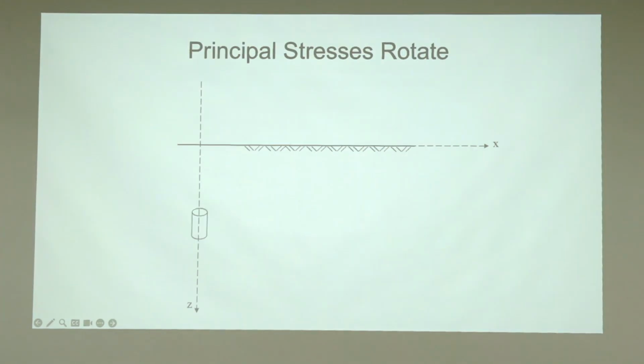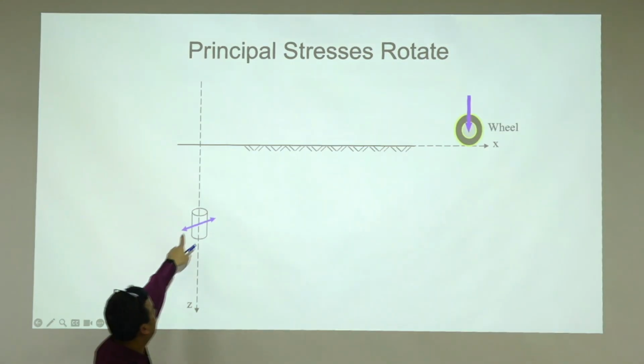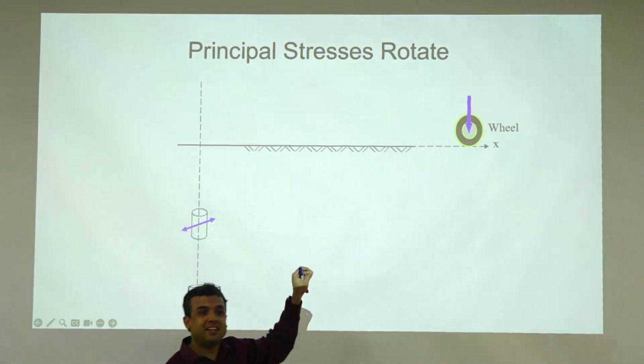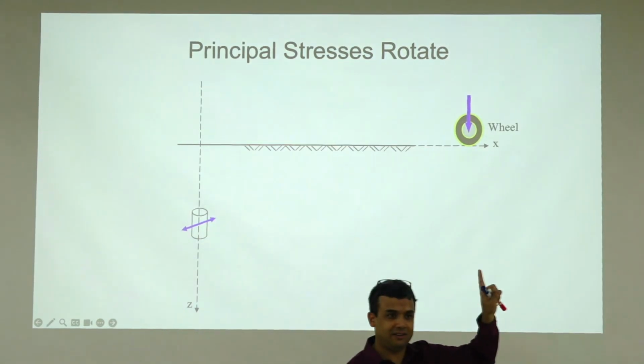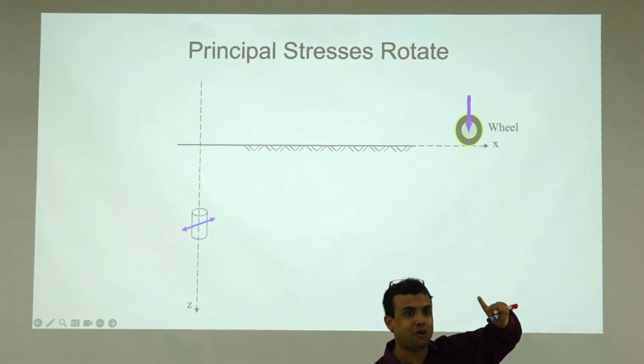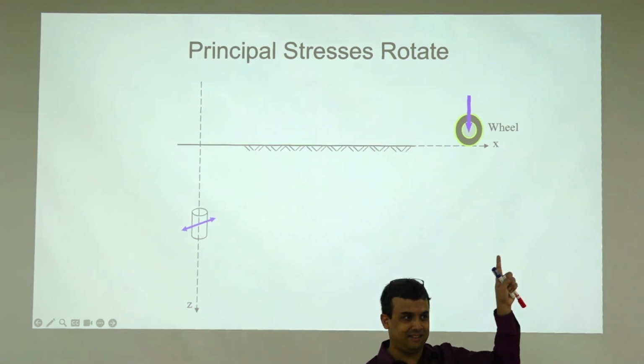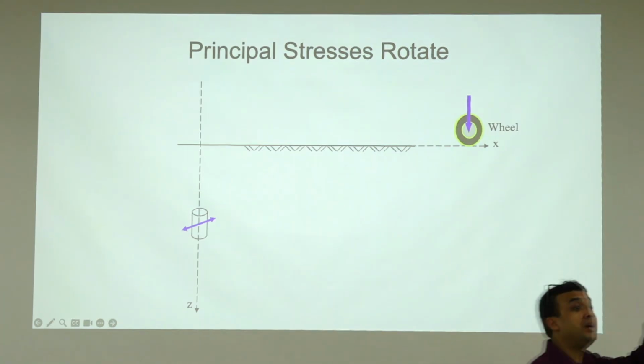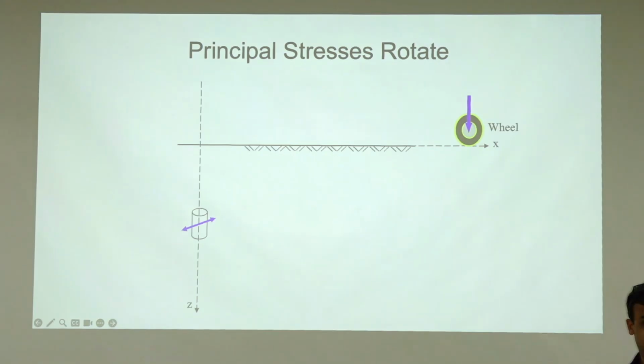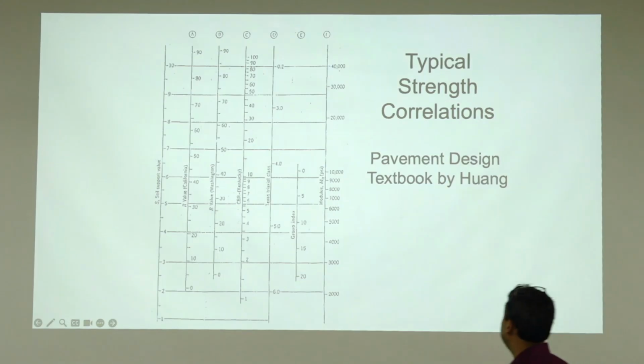So as the stress is coming, the wheel is over here, right underneath. As it moves, the principal stress direction changes. It's not always vertical. The principal stress direction rotates under moving wheel load. So static simulation testing is very different from moving wheel load simulation and testing, right? So that's where permanent deformation and everything comes.